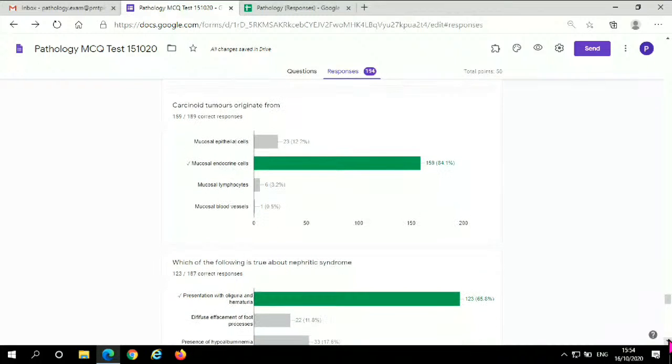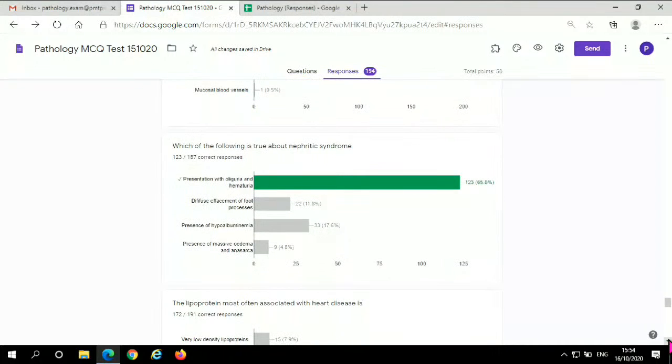About nephritic syndrome. Presentation with oliguria and hematuria, yes, that is part of the definition. Diffuse effacement of foot processes is not part of nephritic syndrome. It is part of nephrotic syndrome, where there is increased loss of proteins. Presence of hypoalbuminemia is secondary to loss of protein, so it is not part of this answer. Presence of massive edema and anasarca again follows loss of a large amount of protein. Because loss of large amounts of protein is not associated with nephritic syndrome, these three are not present, so presentation with oliguria and hematuria is the correct answer.